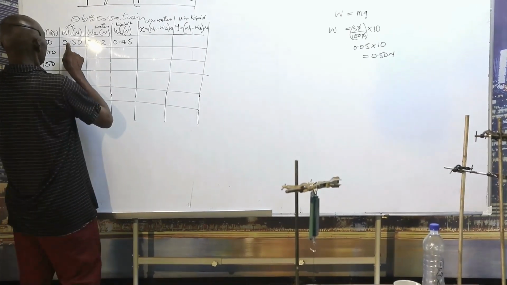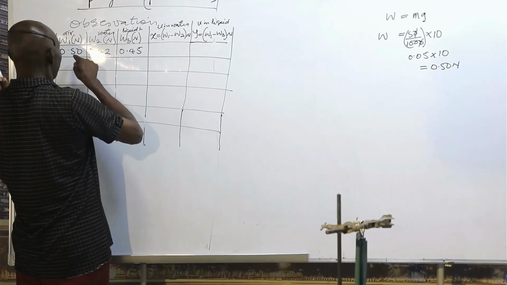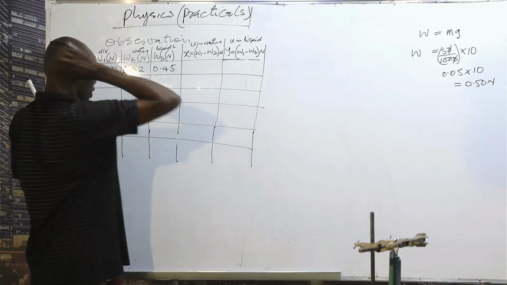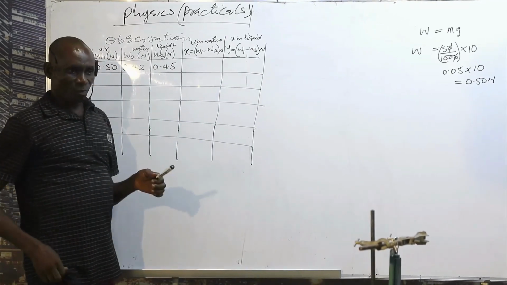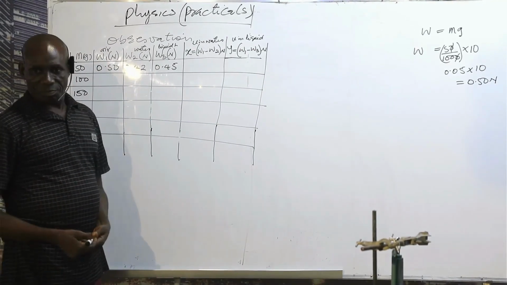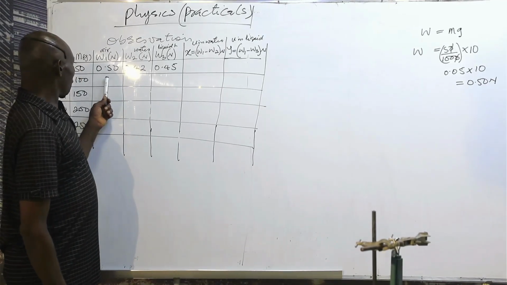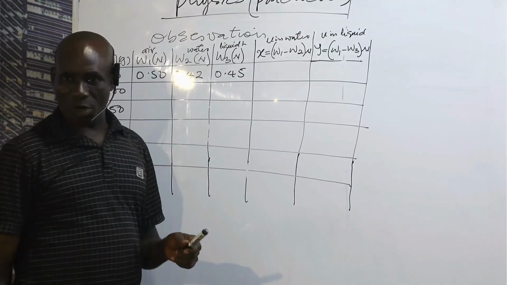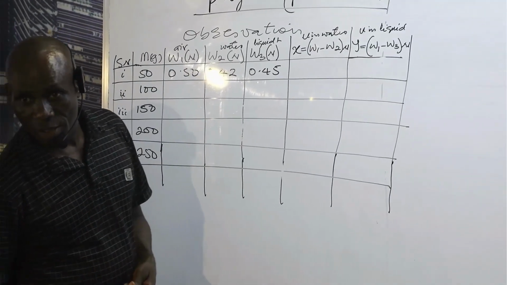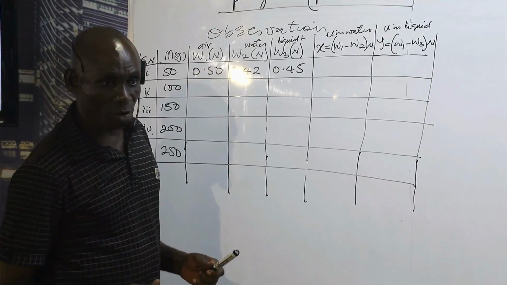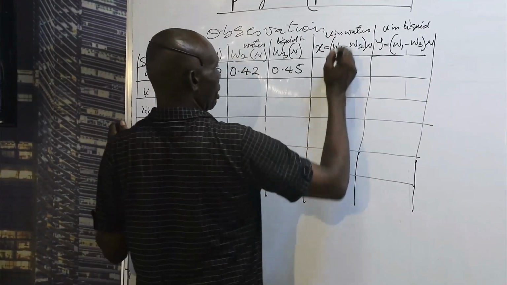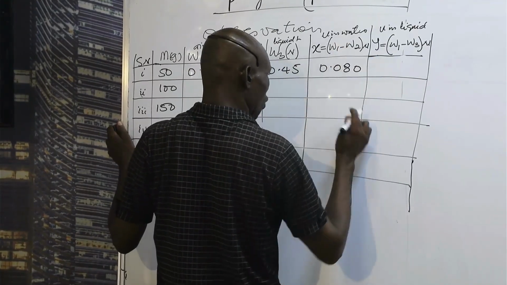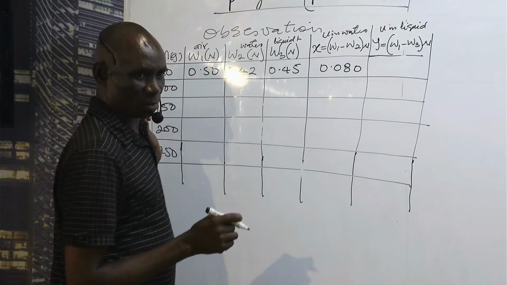With this now, I can complete. I say 0.50, which is W1, minus W2 to give me the difference in water. And what is it? 0.50 minus 0.42 will give me 0.08. So here will be 0.080. This is evaluation. It must be 3 decimal places.